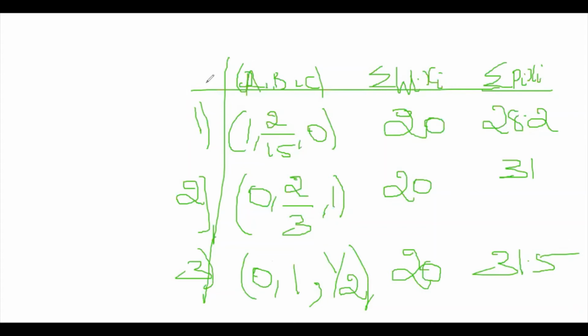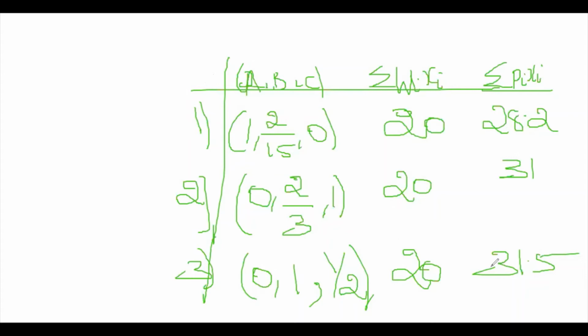So what about the answer for the given problem? The first criterion is profit. In that, you are choosing the maximum profit. The first object is 1, the second object is 2 by 15, the third object is 0. The weight is 20. The profit is 28.2. Second will indicate minimum weight. Third will indicate profit by weight. Similarly, complete for the given problems.